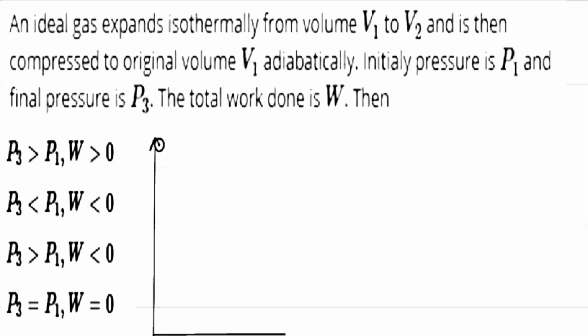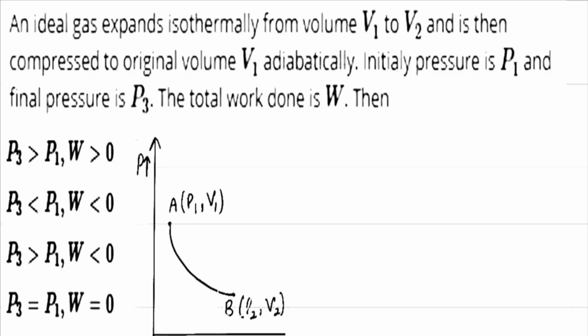So in this question, let us draw the PV graph. On the y-axis we represent pressure, on the x-axis we represent volume. So it is written that first the gas is at initial state A. Suppose here the pressure is P1 and volume is V1 and it is expanding. That means its volume is increasing isothermally. So the graph for isothermal is in this way and it reaches the point B. Here pressure is P2 and volume is V2. B is its final state for the isothermal process.